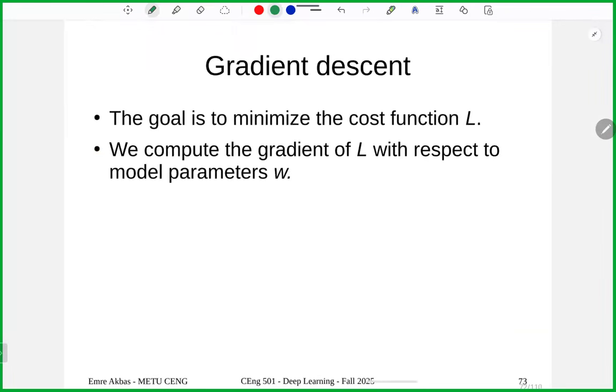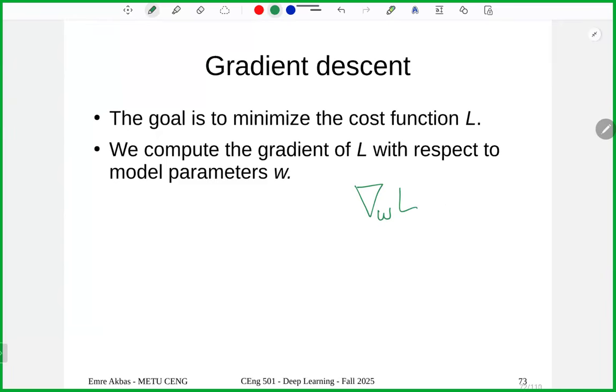Okay, let's look at the champion of this optimization challenge, which is gradient descent. We use it all the time. The goal is to minimize the cost function L. We compute the gradient of L with respect to model parameters W, which is this. Remember, gradient is the vector of partial derivatives of a multivariate function.